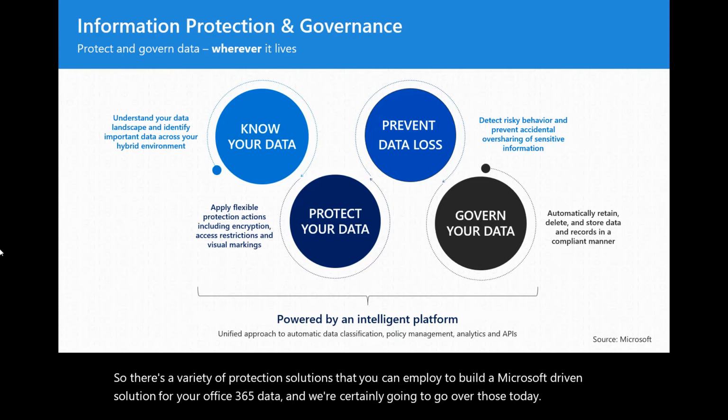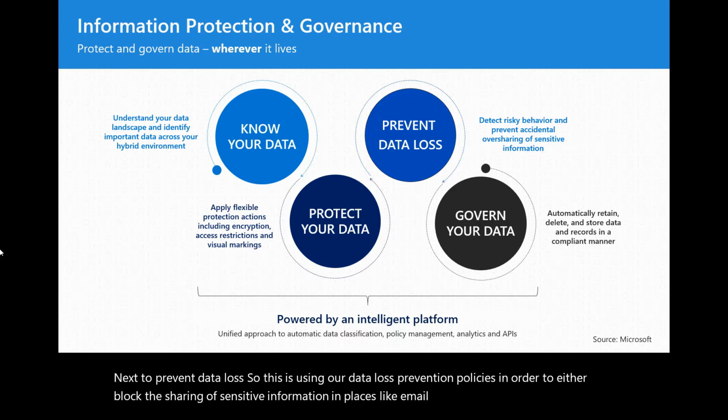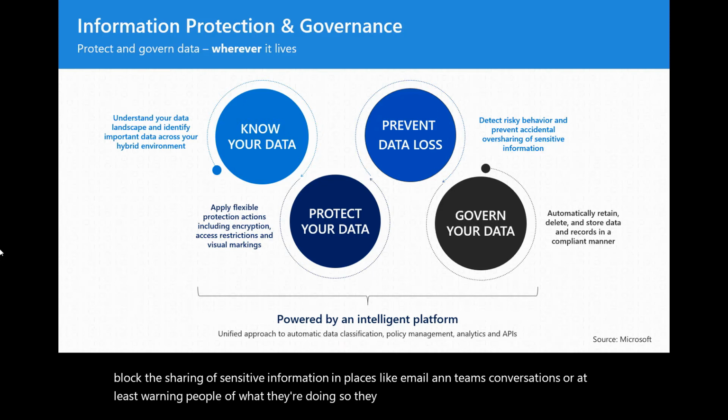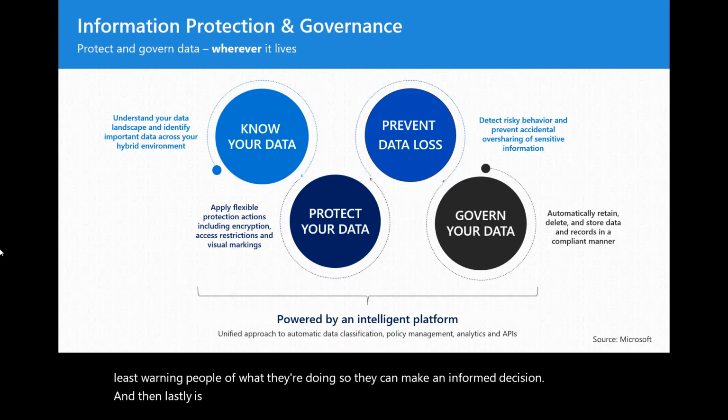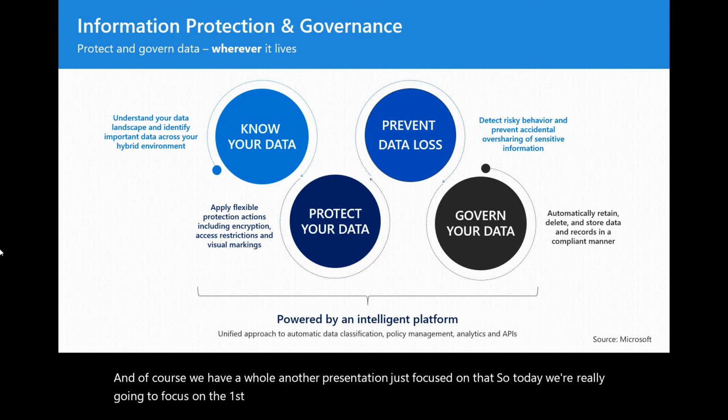Next is to prevent data loss. So this is using our data loss prevention policies in order to either block the sharing of sensitive information in places like email and Teams conversations, or at least warning people of what they're doing so they can make an informed decision. And then lastly is govern your data. This is typically our retention and deletion policies. And of course, we have a whole other presentation just focused on that. So today we're really going to focus on the first 2 with a little bit of the third.